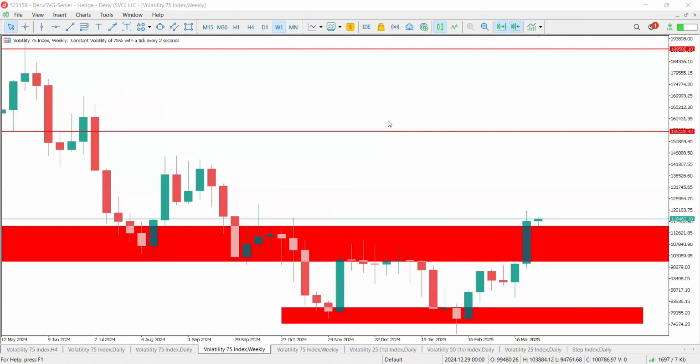Let's just adjust this level. Okay. So this level here is a support. It became resistant. This one is support. The ones that we just marked in the monthly time frame.